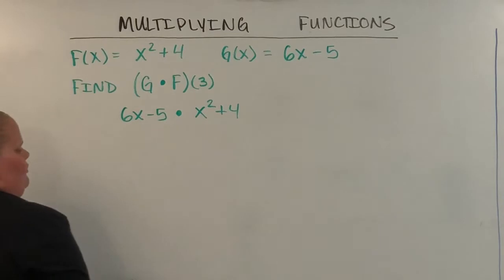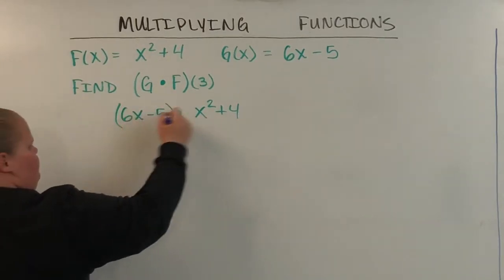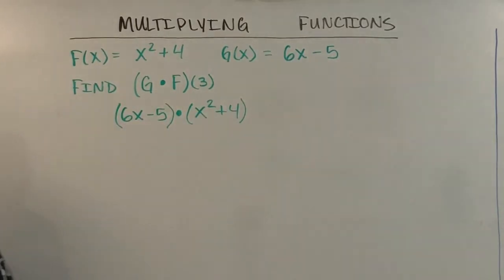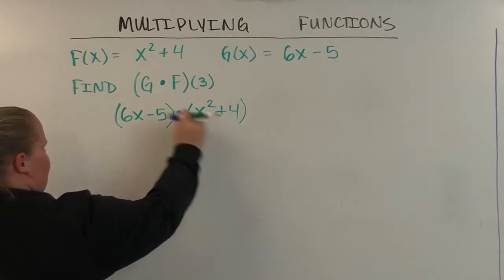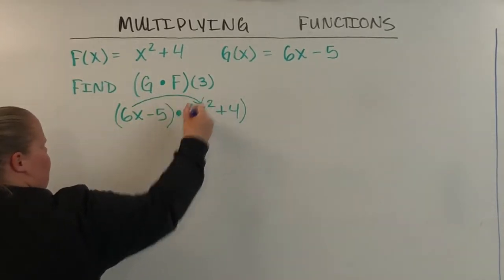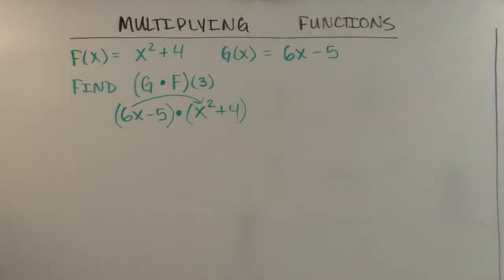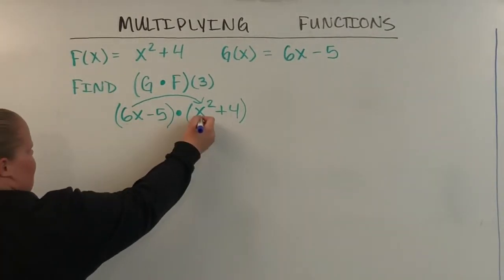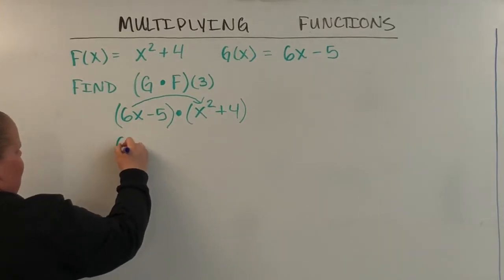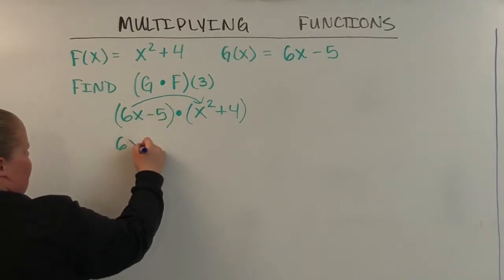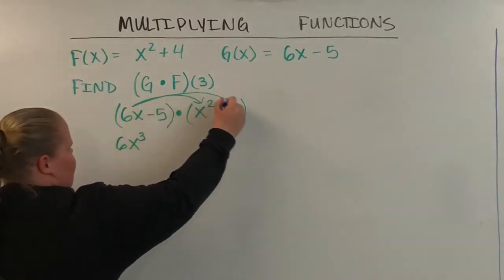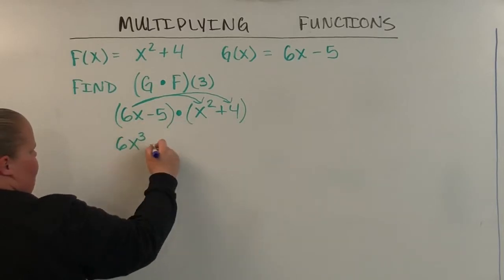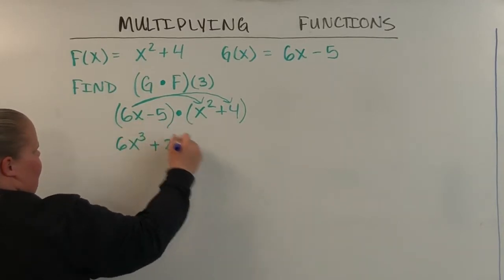We're multiplying these, so we want to make sure we're going to get every single piece, so we put everything in parentheses. Now what we're going to do is multiply 6x times everything here, and then negative 5 times everything here. We'll start off with 6x times x squared. 6, there's a 1 in front, so 6 times 1 is 6. X times x squared is x to the third. Okay, now I have 6x times a positive 4. 6 times 4 is 24, and we have that x.